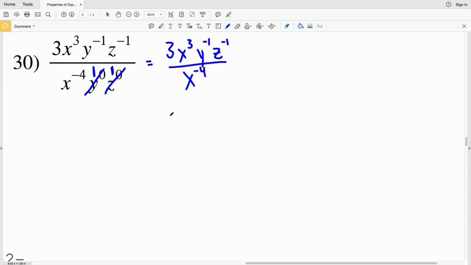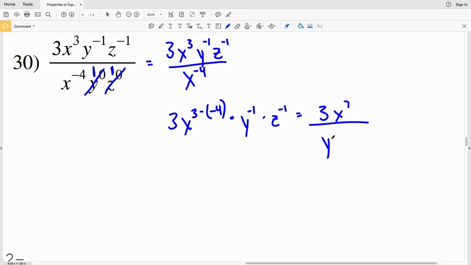Now, I can write this as 3 times x to the third minus a negative 4, since x to the third is divided by x to the negative fourth, and then I'll multiply that by y to the negative first times z to the negative first. That's going to be 3 times x to the 3 minus negative 4 is x to the positive 7, and y to the negative first and z to the negative first can be written in the denominator as y to the first, which is y, times z to the first, which is z. So 3x to the 7 all over y times z is my solution in number 30.